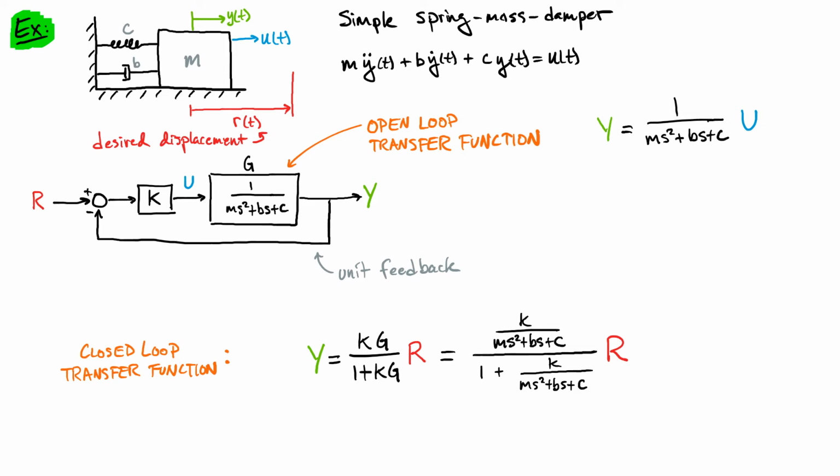Now that we've established some nice identities to solve and simplify block diagrams and feedback loops, we can take a look at a specific example just to see how this plays out. So let's go back to our simple spring mass damper. So we start with our system dynamics.